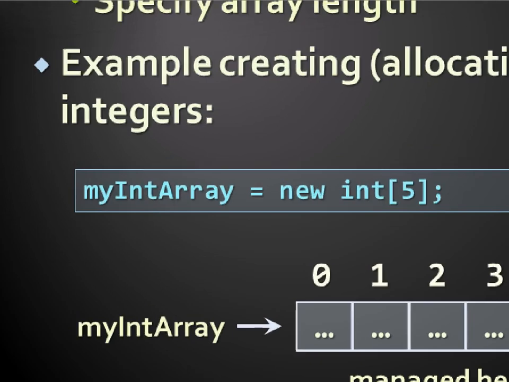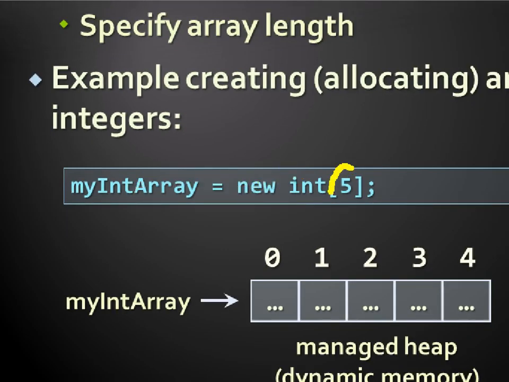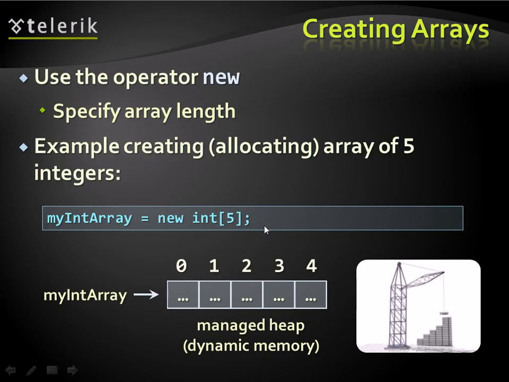And when we execute array equals new, the type of the array and some number of elements, we allocate this number of elements. Note that this number can come from the user. For example, we can first ask the user how many elements they want to create, and he enters 5, and we can allocate n elements, where n comes from the user.